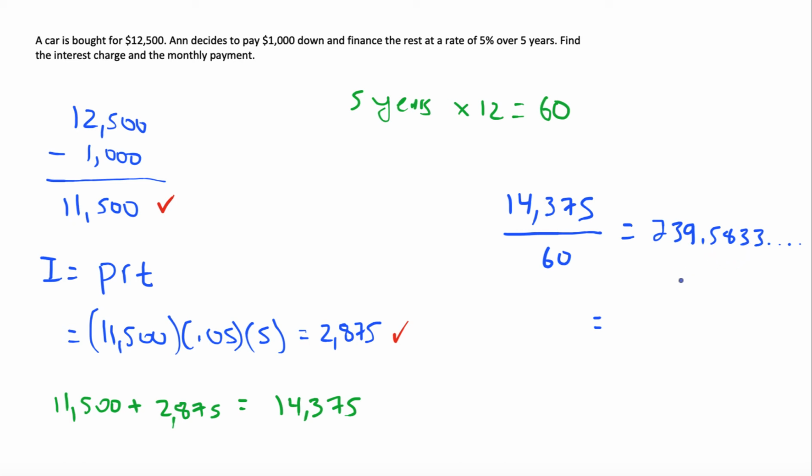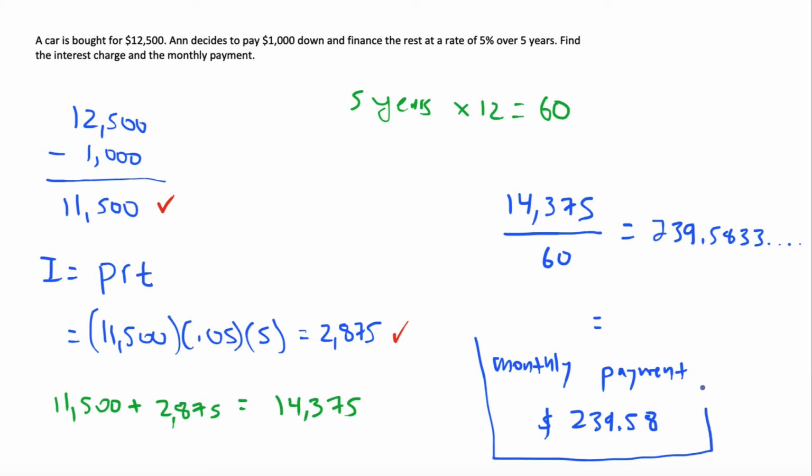Now, there are a couple of things that we do have to do with this, but in this class, we're just going to round this answer. So the monthly payment, we'll just round this to the nearest cent. Remember, we're talking about dollars here. So $239.58. Okay, so the monthly payment is going to be that amount, and the interest, let's see, we'll put that in red ink here. So this is the interest.